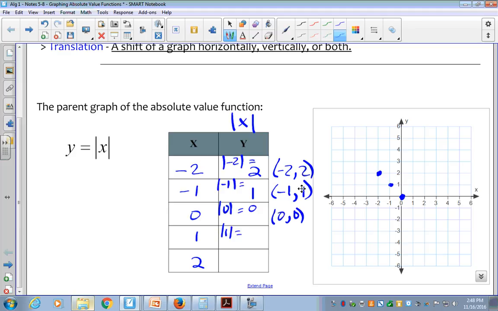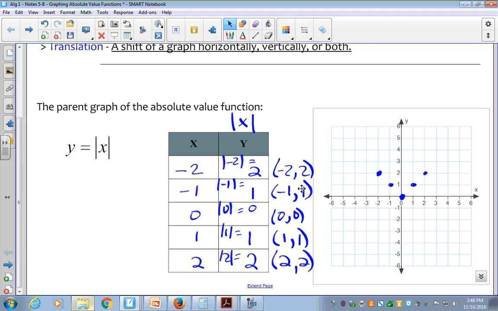Absolute value of 1 is 1. Remember, absolute value means distance away from 0 on the number line. And it does not make the value inside negative if that value is already positive. It just leaves it alone. So the next coordinate I'm going to graph is 1, comma 1. This is the upside of our V shape. Absolute value of 2 is equal to 2. And then we plot 2, comma 2.